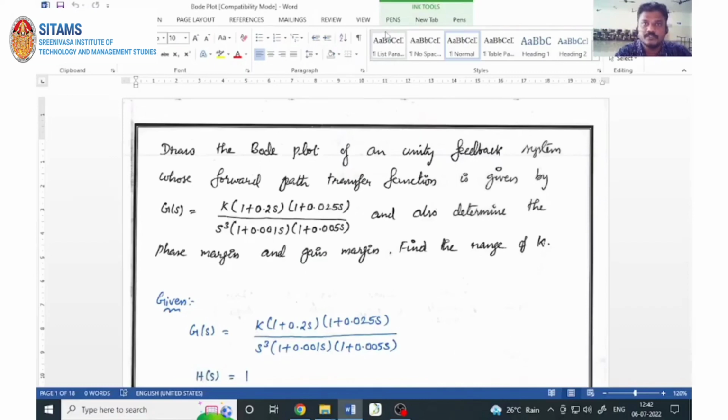Hello everyone. In this session, we are going to discuss one important problem in Bode plot. In this problem, we are going to determine the phase margin, gain margin, and the range of gain of the given system. So let us directly go into the problem. First, the question they have asked.